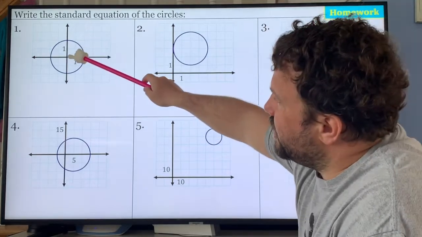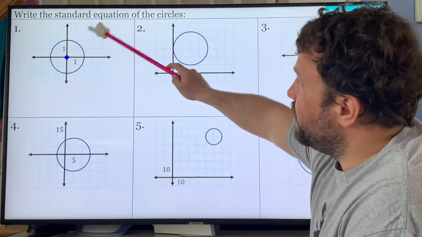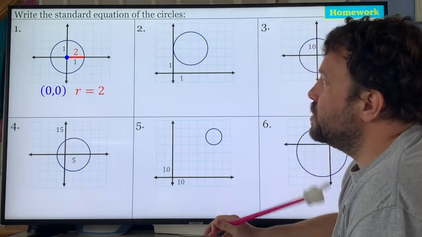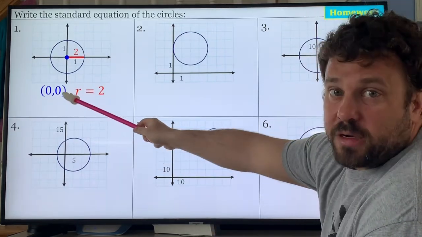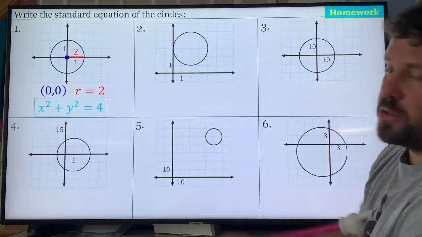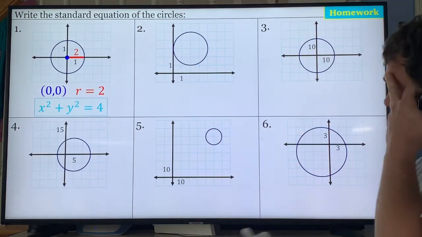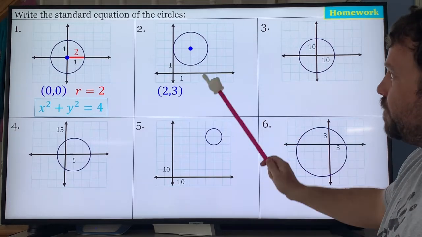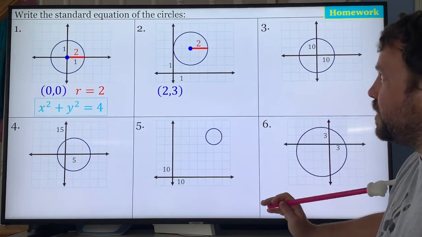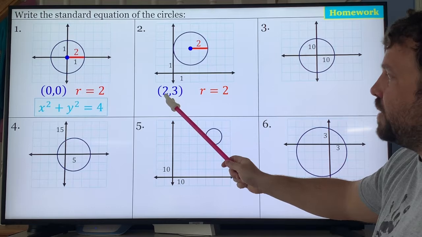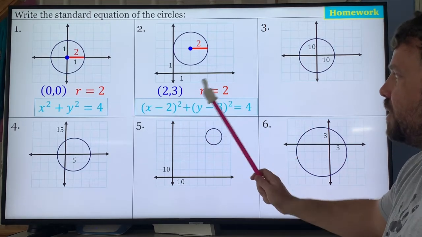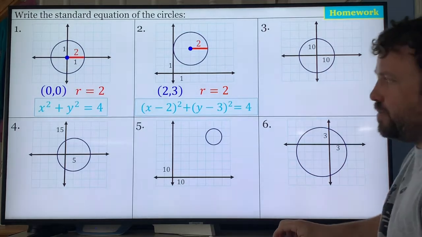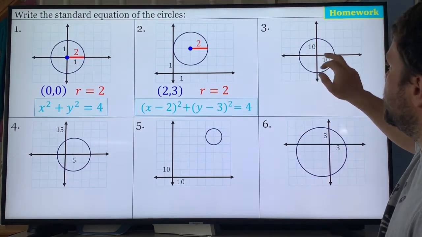So, first thing, center is (0, 0). The radius is 2, right? Count, because the units are 1. So, basic equation, x squared plus y squared equals 2 squared, which is 4. Next, 2 over, 3 up. Radius is 2, right? (x minus 2) squared plus (y minus 3) squared equals 4.